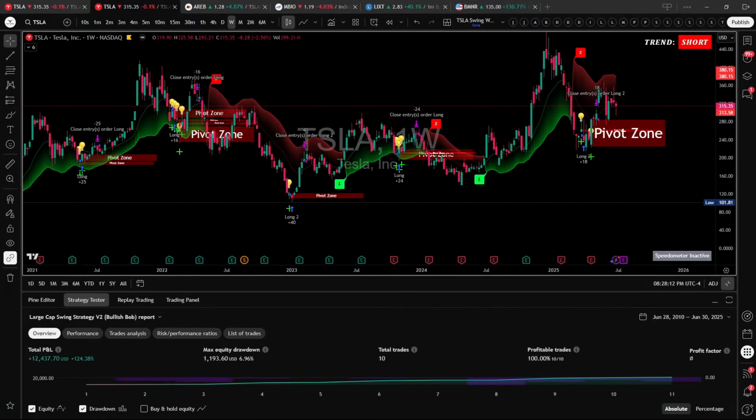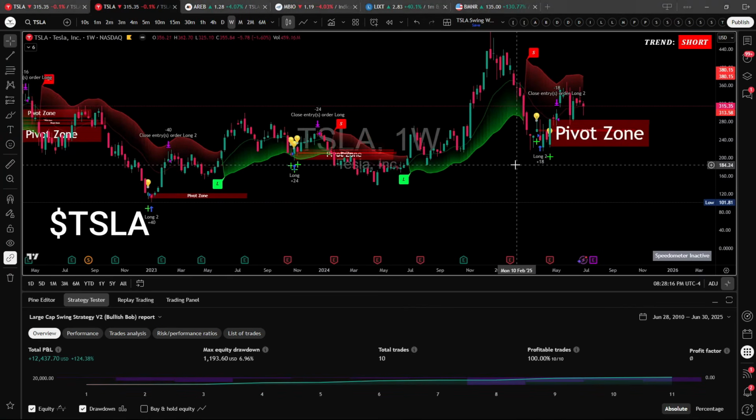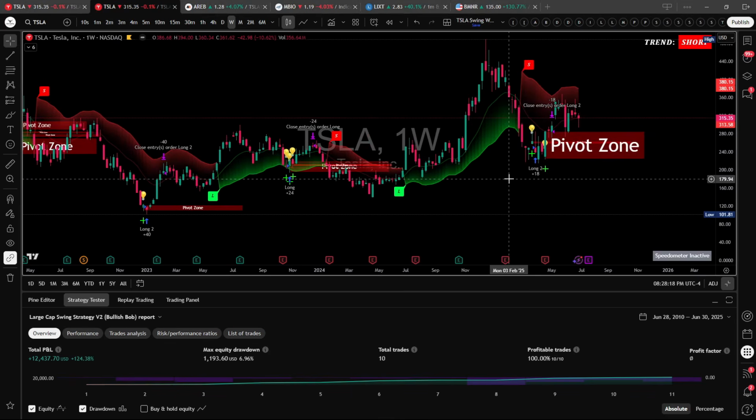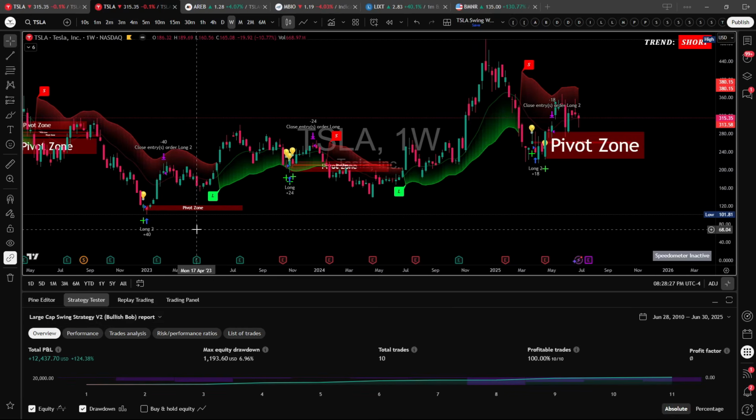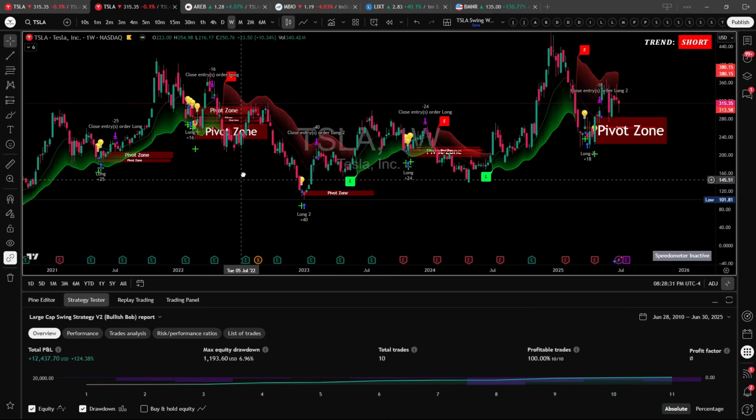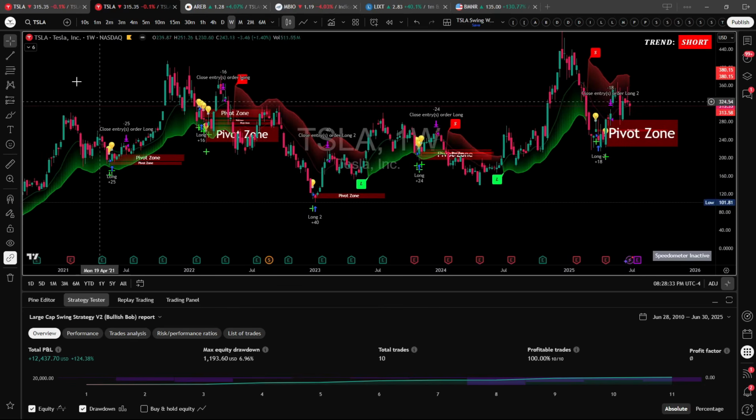I want to go over Tesla TSLA on the weekly chart and what I'm looking at with our indicators. I'm using the Pivot Pro indicator to aid in the trend, and I'm using the large cap swing strategy as well to set up a strategy to see where those entries should be on those possible dip type of setups. So you can see on Tesla some of the entries that we've had before.